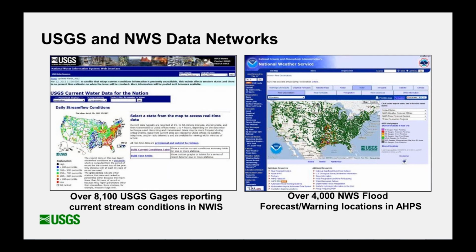Central to the stream gauge network is our partnership with the National Weather Service and the Flood Prediction Program, and how we can partner to provide those predictions at over 4,000 locations on the landscape. Over the last 5 or 8 years, we've been partnering to figure out how to spread those point forecasts out across the landscape.